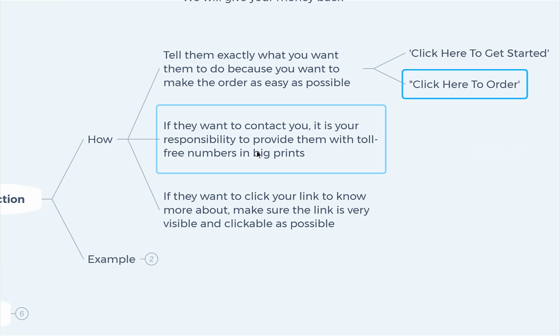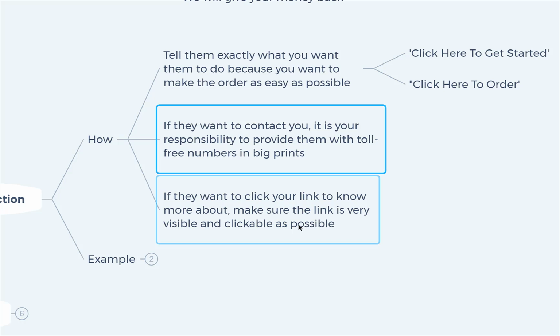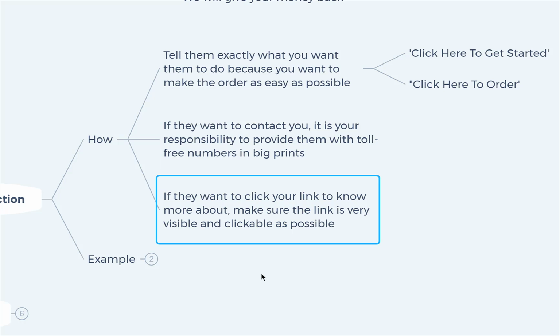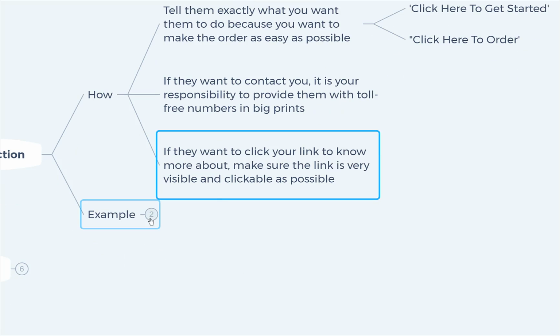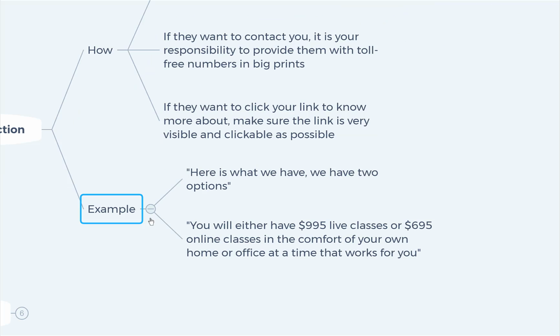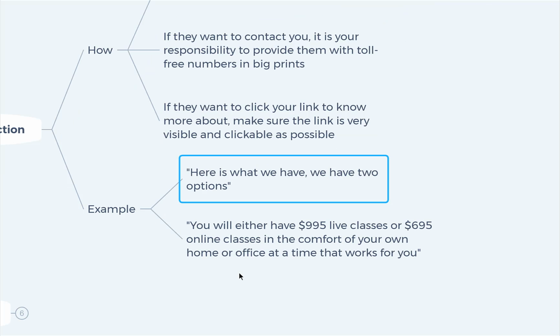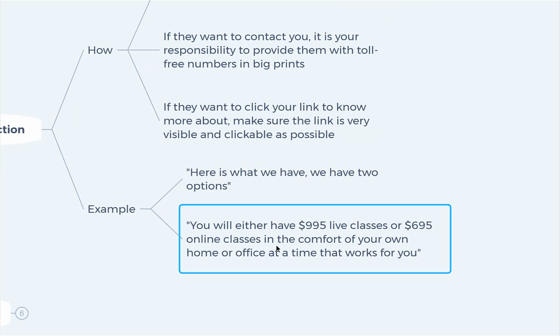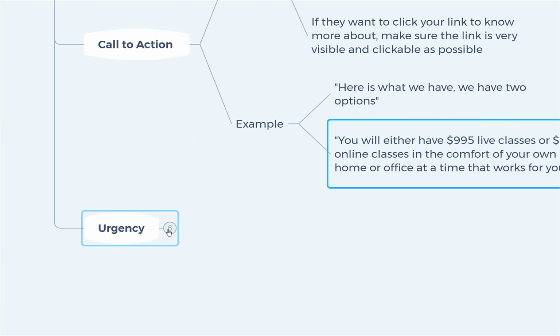If they want to contact you, it is your responsibility to provide them with the toll-free number in big print. If they want to click your link to know more, make sure the link is as visible and clickable as possible. For example, here's what we have. We have two options. You will either have $9.95 live classes or $6.95 online classes in the comfort of your own home or office at a time that works for you.